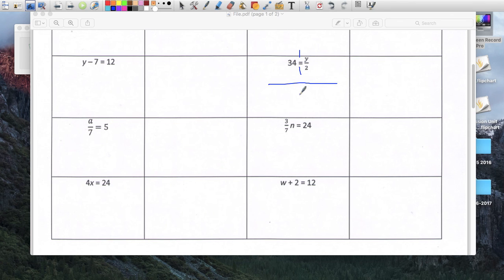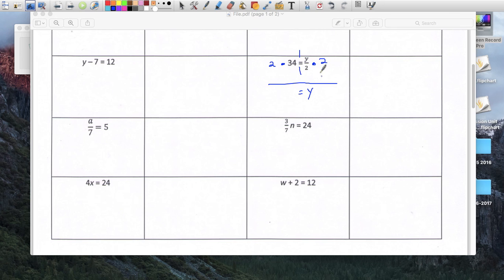And I want, remember, my objective is to get rid of everything that's bothering the y. In this case, this 2 in the denominator part. So I just want this on top to look like this. So we've got to get rid of the 2. It's a division, so the opposite or the inverse of division is multiplication. So I'm going to multiply this by 2. I'll multiply this side by 2.